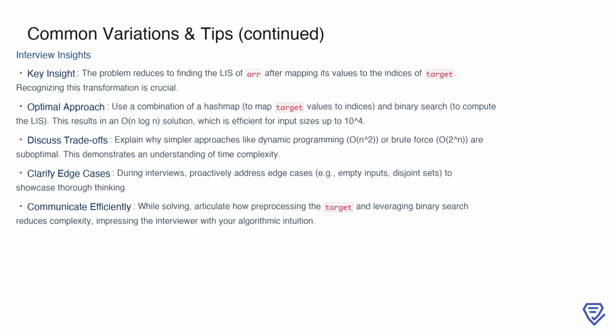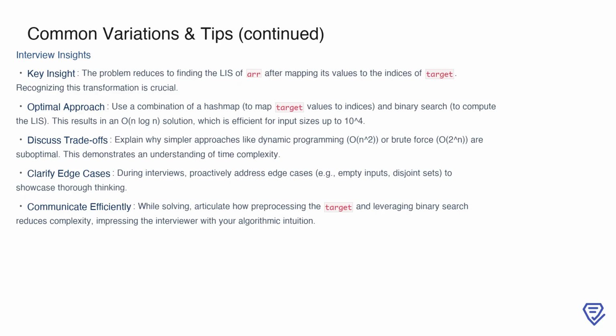For example, while dynamic programming can solve the problem in O(n squared), it becomes inefficient as the input size grows. On the other hand, brute force approaches like checking all subsequences are entirely impractical due to their exponential time complexity. Demonstrating an understanding of these trade-offs showcases your grasp of algorithmic efficiency.